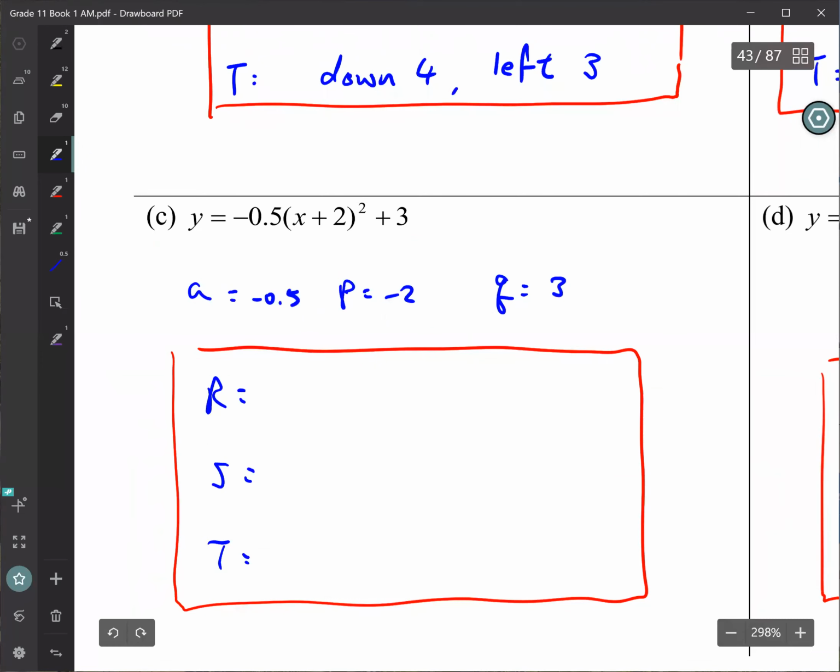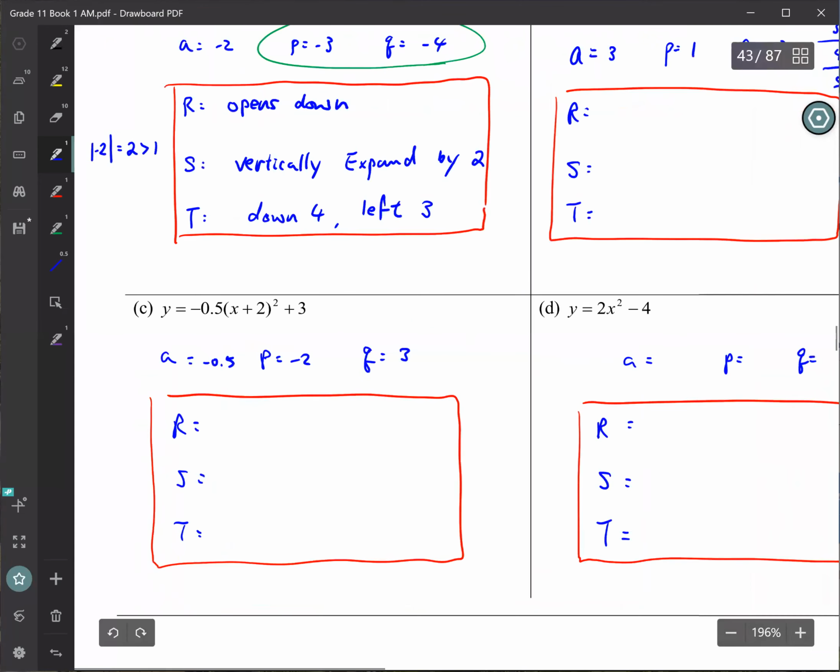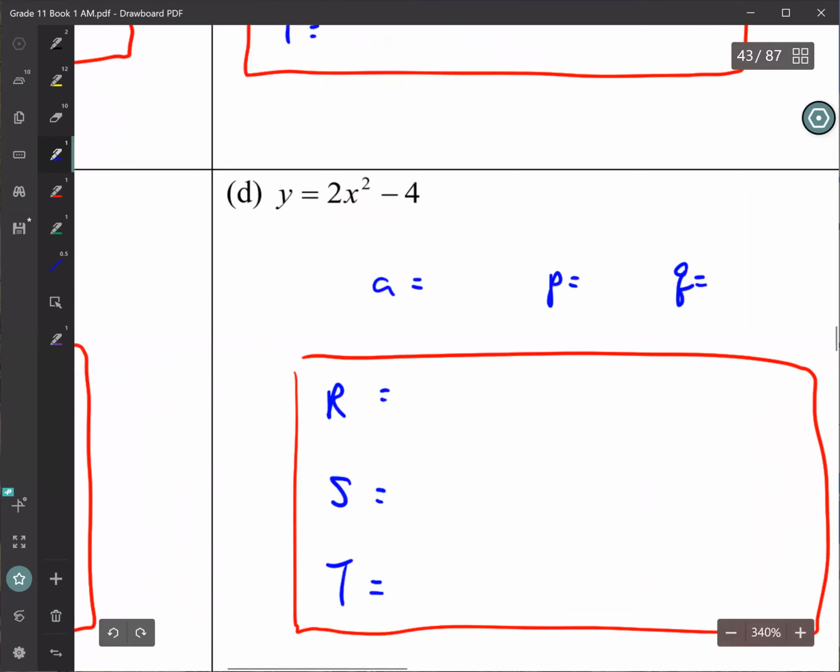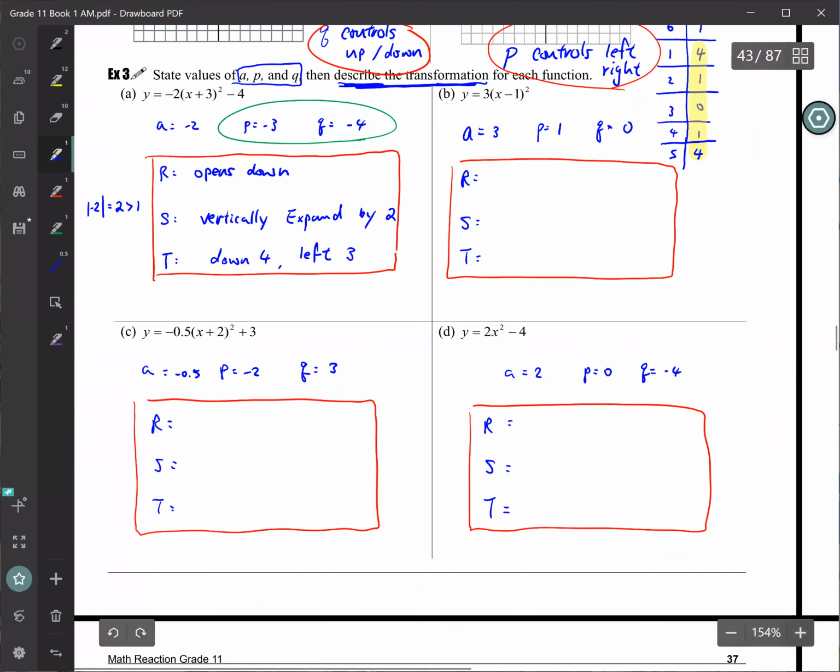Yep, very good. Okay, and then for question D, Eric, APQ. A is 2, P is 0, and Q is -4. Yeah. Okay. Any questions so far? Anyone has different value and not sure why it's like that?